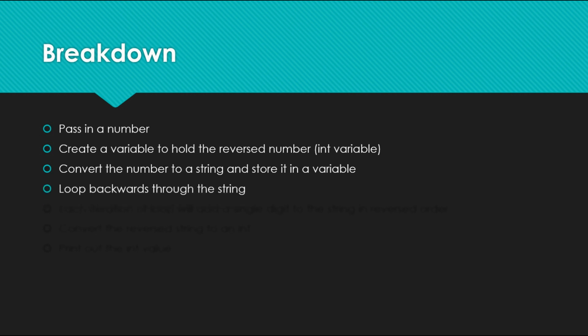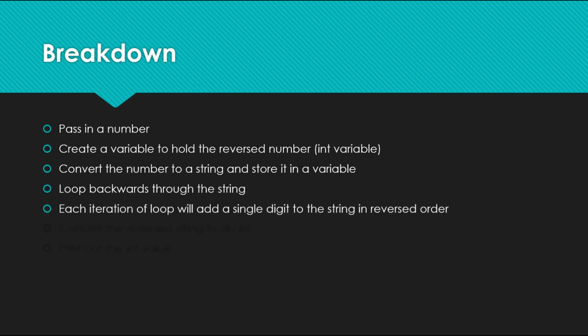Next, we need to create ourselves a backwards for loop. This backwards for loop is going to iterate through the string backwards, starting at the last character. The next thing that we need to do is understand that each iteration of the loop will add a single digit to the string in reverse order. Now, after we have that string reversed, we then want to convert the reverse string to an int. And then finally, we just want to print out that int value.